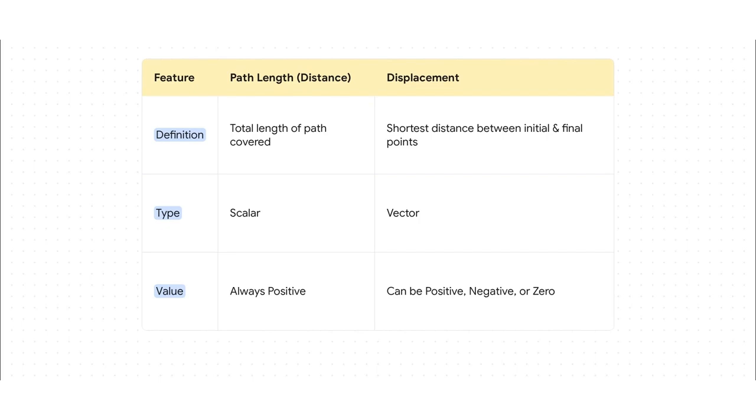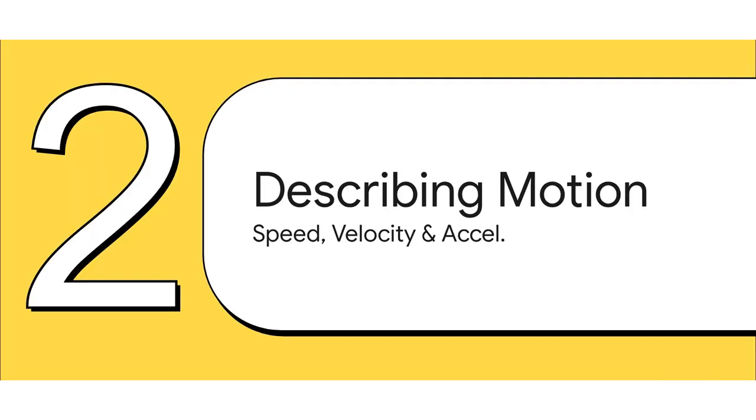Path length, or distance, is the actual road you took, the total journey. It's a scalar, so it's always positive. But displacement, that's the shortcut, a straight line from your start to your finish. It's a vector, which means direction matters, and it can be positive, negative, or even zero. Big difference.